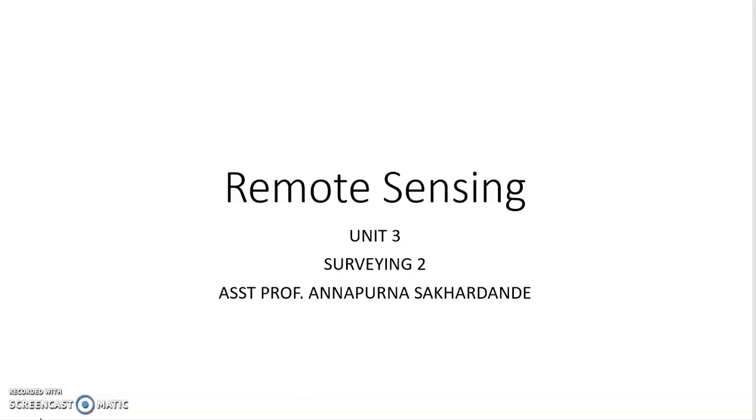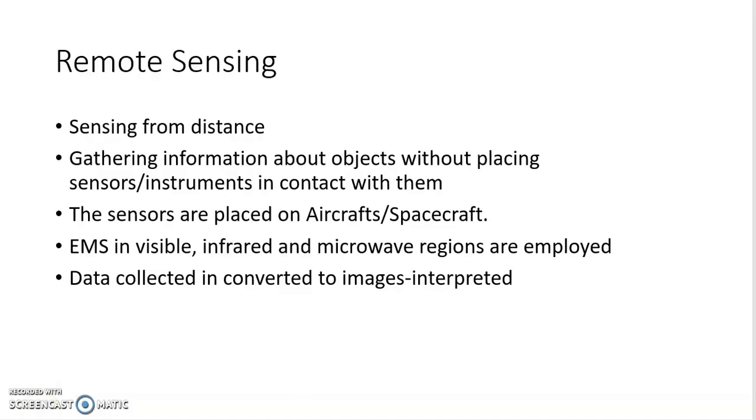Alright, so what is remote sensing? As the word says, remote sensing means sensing from a distance. That's why we call it remotely sensed data. What we're doing in remote sensing is trying to gather information about various objects. We may be trying to find out their area, we may be trying to find out distances. But while doing so, we are not actually coming in contact with these objects.